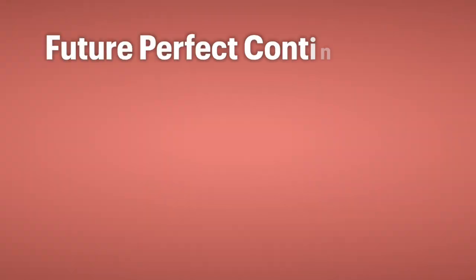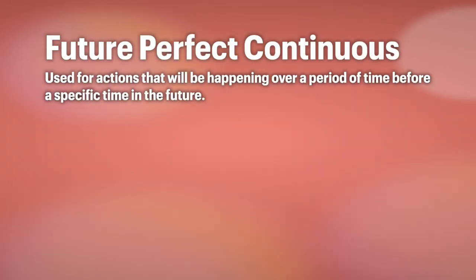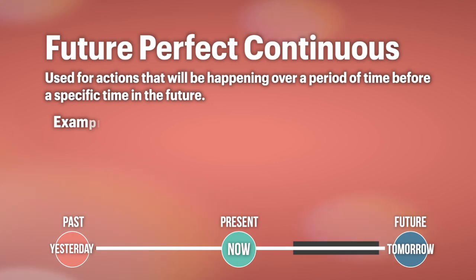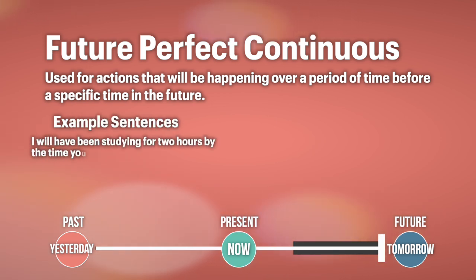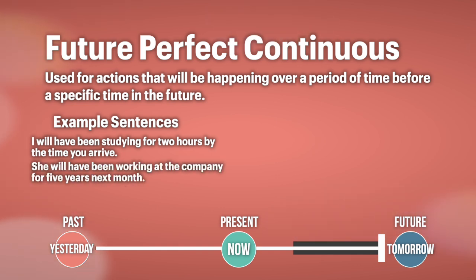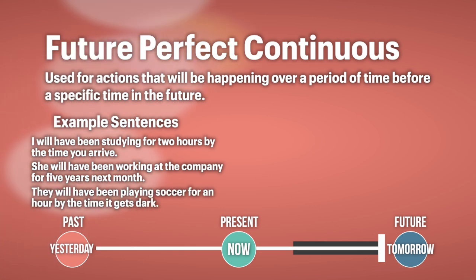The future perfect continuous tense is used for actions that will be happening over a period of time before a specific time in the future. For example, I will have been studying for 2 hours by the time you arrive. She will have been working at the company for 5 years next month. They will have been playing soccer for an hour by the time it gets dark.